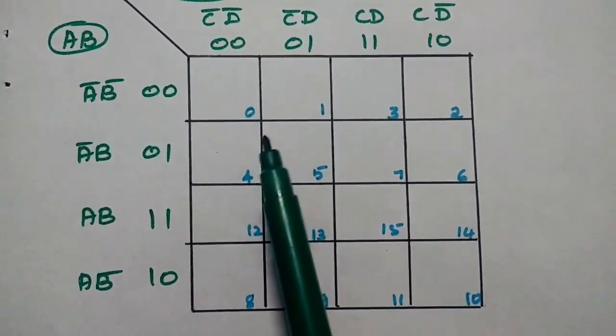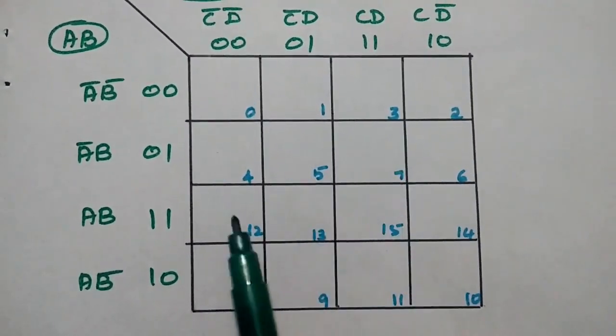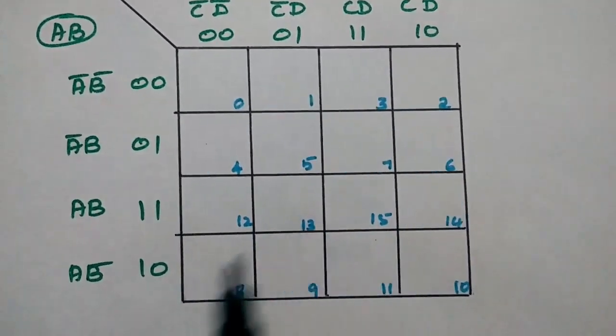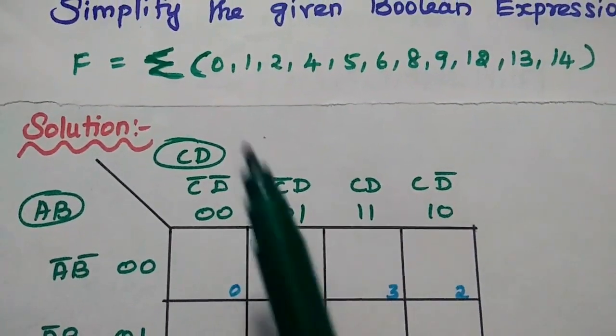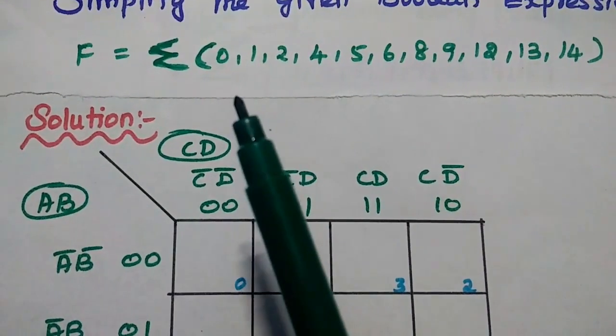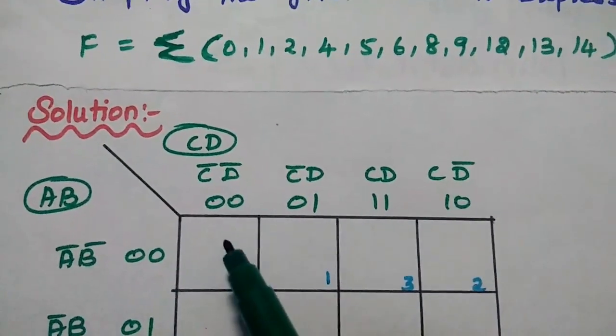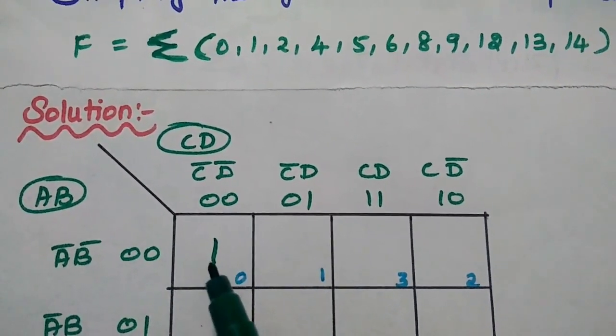0, 0, 0, 0. 0, 0, 0, 1, 1. 0, 0, 1, 1, 3. So likewise, its values are mentioned like this. So now we are going to place the values given in the expression into this K map. So first value is what? 0. So you have to place the value 1 in that box.